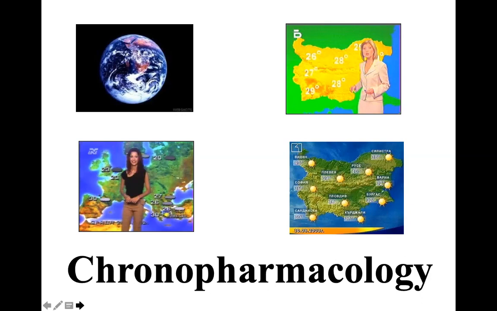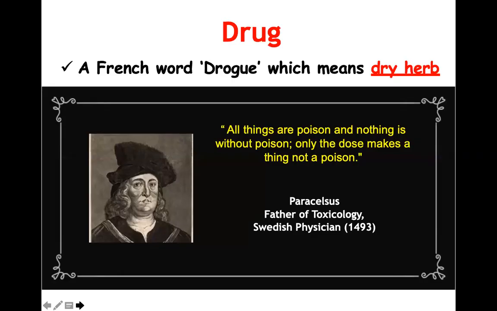That is chronopharmacology. Coming to the word drug, it has been derived from a French word, and it means dry herb. And it was Paracelsus, the father of toxicology, a Swiss physician, who said that all things are poison, and nothing is without poison. Only the dose makes a thing not a poison. So the dose will make a thing a drug or a poison.